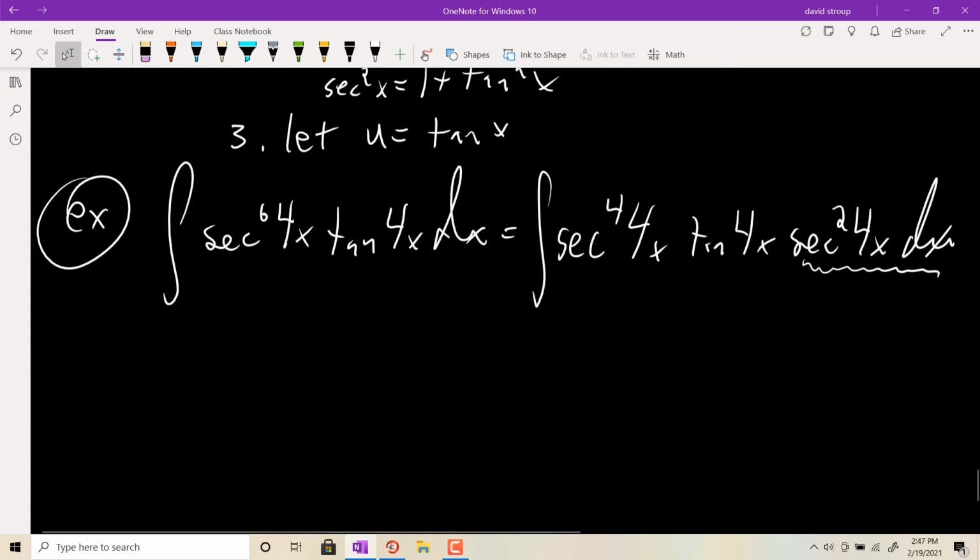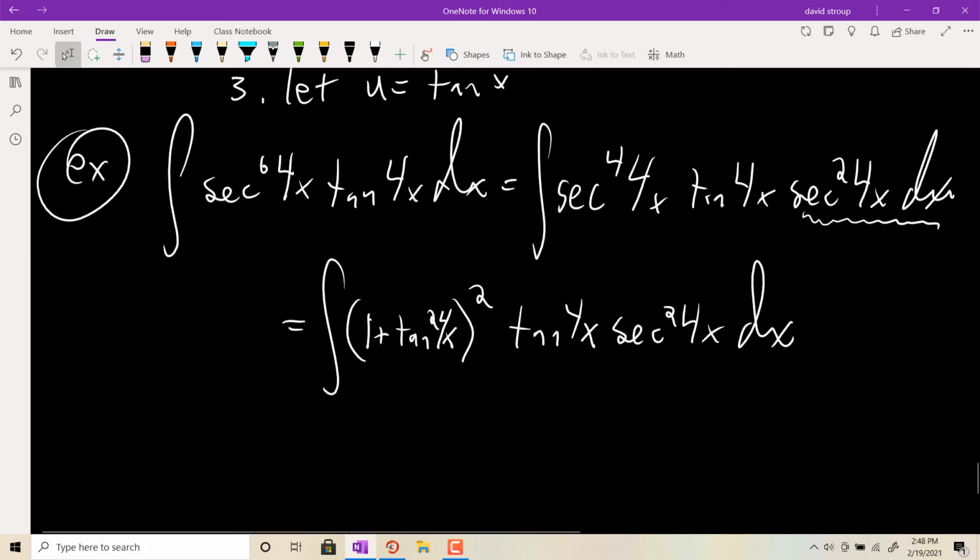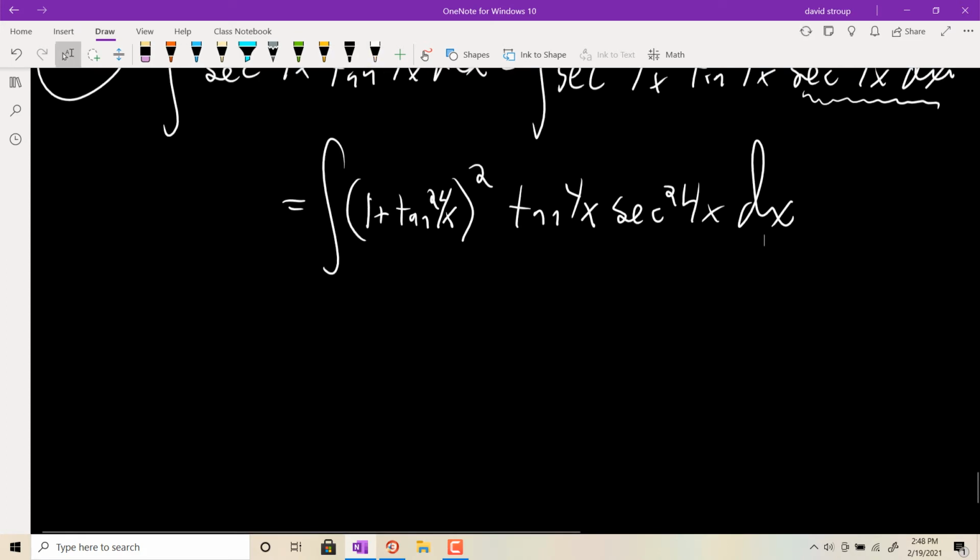So next we want to convert the secant to the 4th into tans. So we know secant to the 4th is really secant squared, squared. So we're going to end up with secant squared, squared, and then we can replace secant squared with 1 plus tan squared. Hopefully that makes sense. And then you have tan 4x, and secant squared 4x sitting here at the back, at the end of the integral.